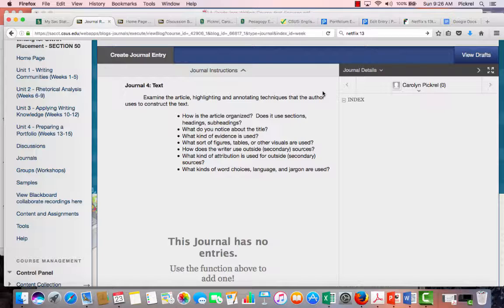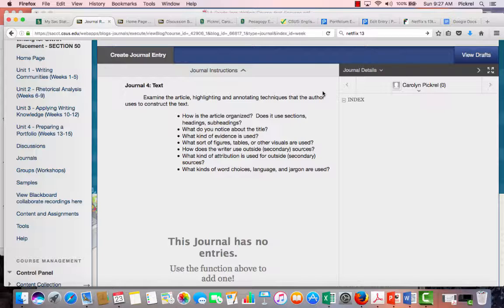This one is called Text, and I think in some ways it is maybe one of the most important ones in terms of collecting information and examples from your article that you can use in your rhetorical analysis report. With this one, I would follow the same process that we've been doing in terms of highlighting and annotating your article. That helps you to collect examples, and then write up your journal using the specific examples that you found.